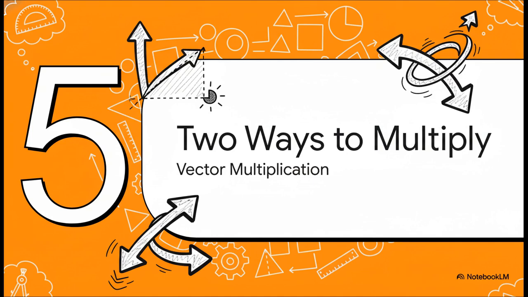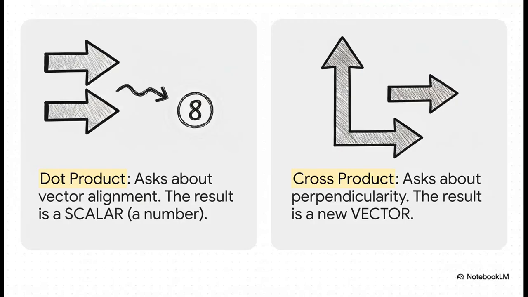All right, for our final tool in the kit, let's talk about multiplying vectors. And this is where things get a little weird, honestly, because there isn't just one way to do it. There are two totally different ways to multiply vectors, and they give you completely different kinds of answers. This slide lays it out perfectly. First, you've got the dot product. It basically asks, how much are these two vectors aligned? And the answer it gives you is just a number, a scalar.